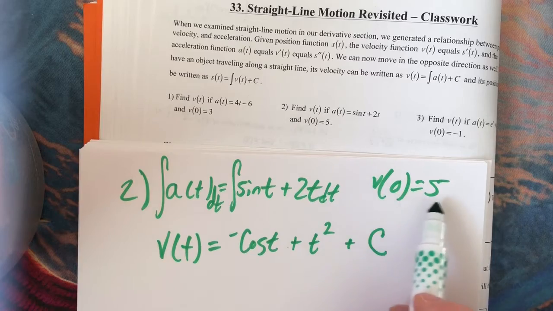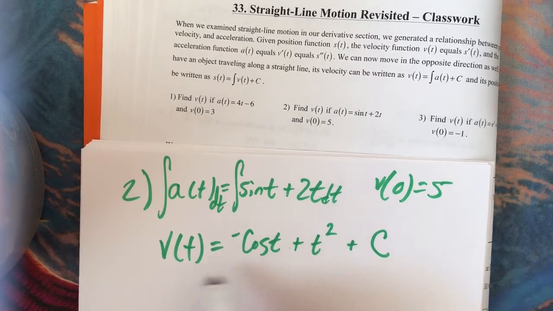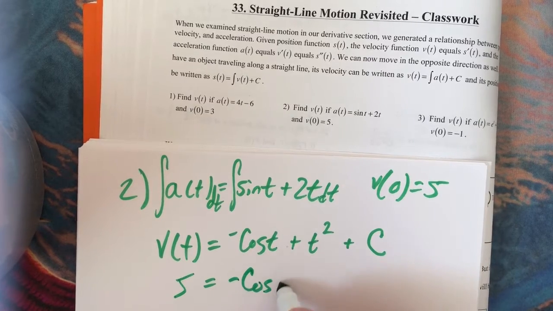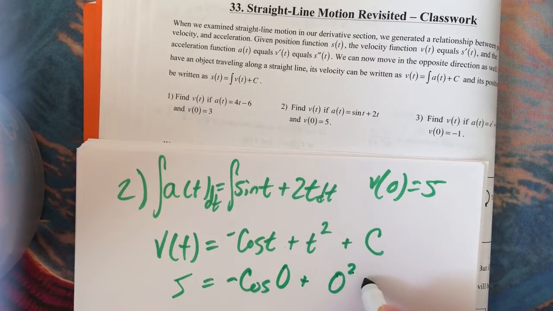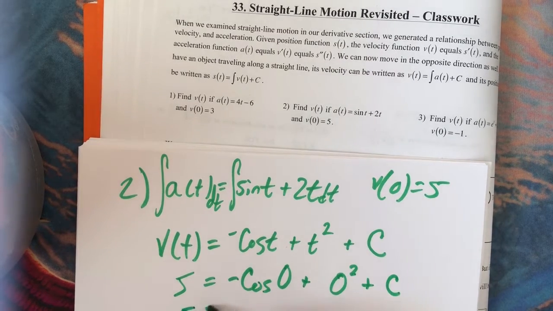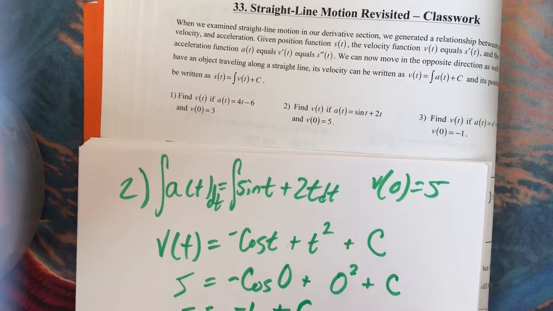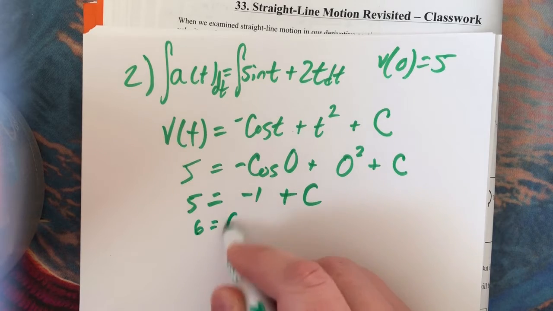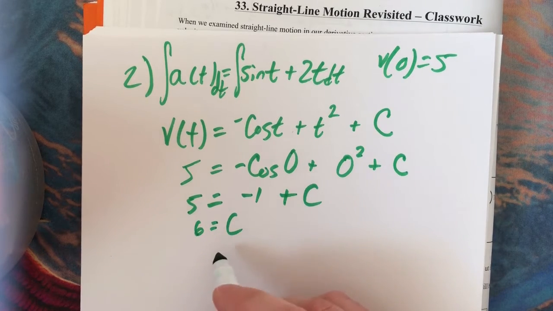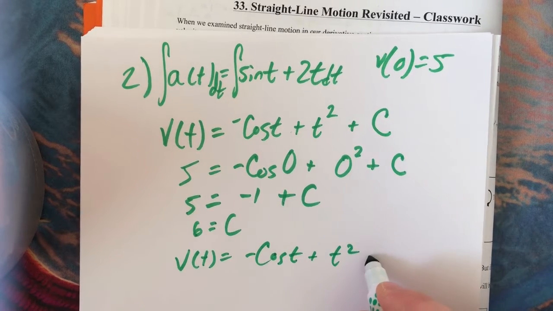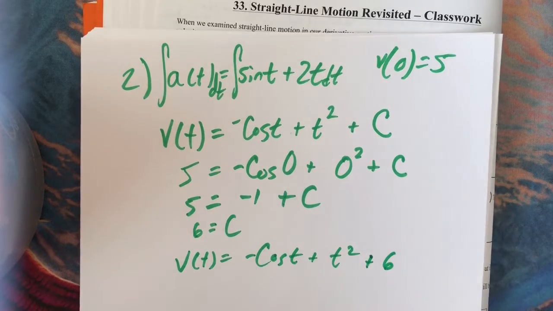All right, so it says v of 0 is 5. So we know that when we plug 0 in, we get 5. Oh, does everything just cancel out? Oh no, be careful. Cosine of 0 is 1, so this is actually negative 1 plus c. So we'll add the 1 to both sides and get c is 6. So our velocity this time is equal to negative cosine t plus t squared plus 6.